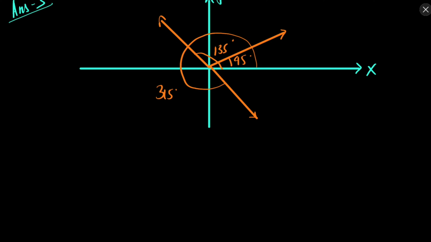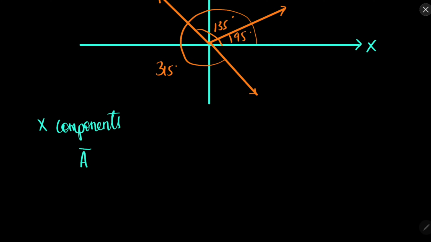Now here we need to add these 3 vectors. So what we can do is make the components individually, x and y components, and then add the x components and y components individually. First let's try to find the x components of all the vectors. For vector A, it will be 100 cos 45 degrees.